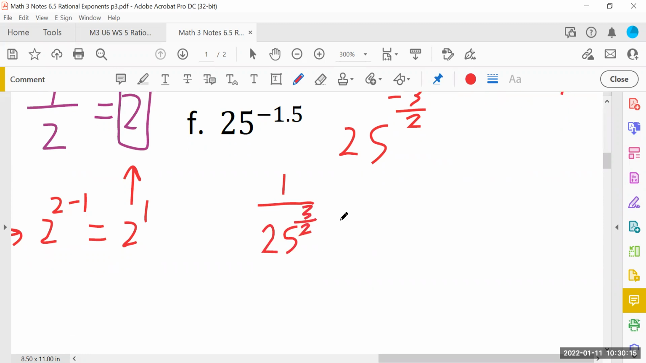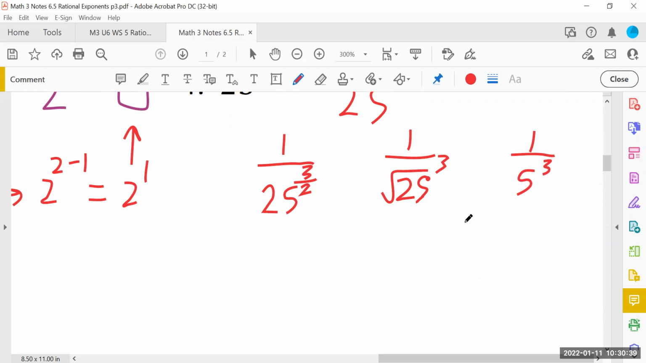That 2 on the bottom means a square root. 1 over the square root of 25 cubed. What's the square root of 25? 5, right? So I've got 1 over 5 cubed. And if you need to, grab a calculator. 5 times 5 times 5. Final answer here is 1 over 125.